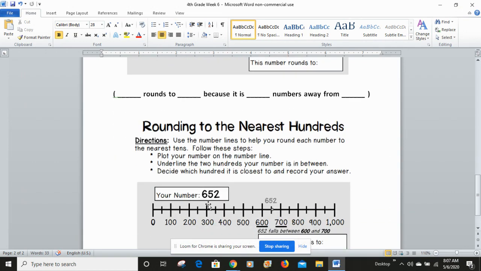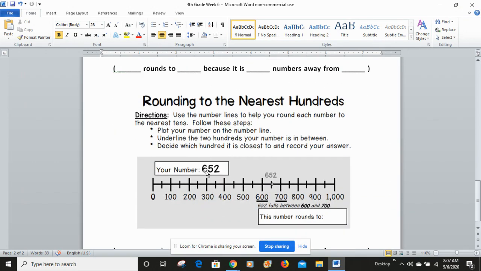If we were rounding to the nearest 100, we do the same thing. We're rounding in the hundreds, 652. So we count by hundreds: 100, 200, 300, 400. And in between, halfway between 0 and 100 would be 50. So this would be 50, and this would be 150, 250, 350, 450. Once again, it gives us an extra reference point to put our mark when we plot on the number line.